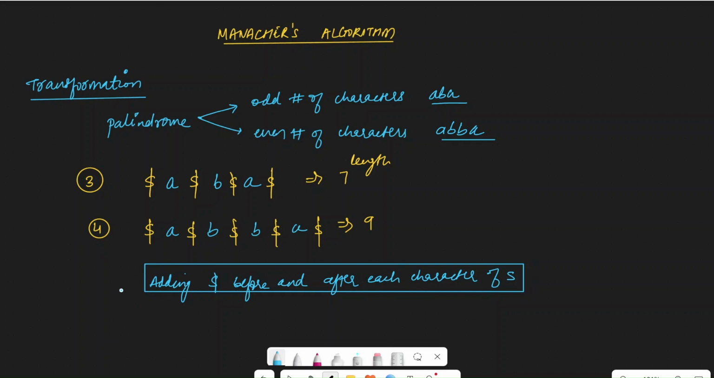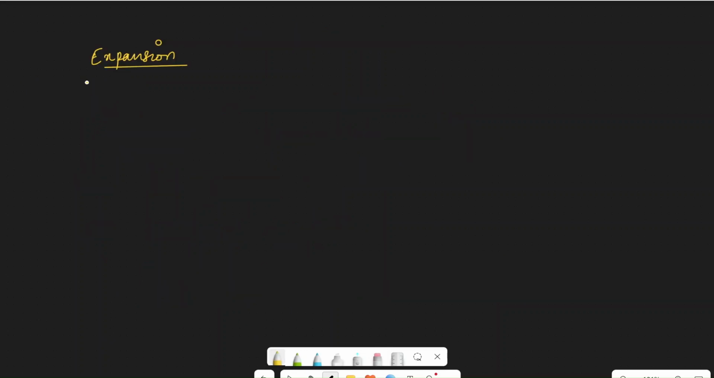Now let's move on to the second concept. It is called expansion. Suppose we have the string A, B, A, B, A. And now we have to figure out, if we take B as the center, then what would be the length of the longest palindrome here?